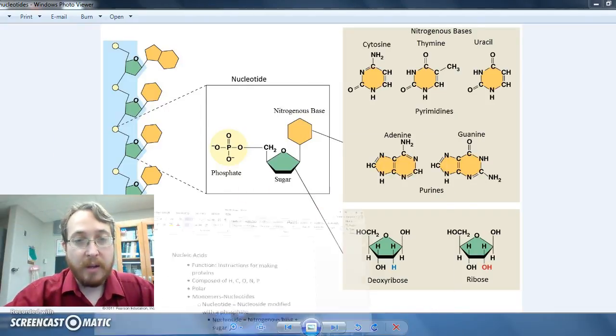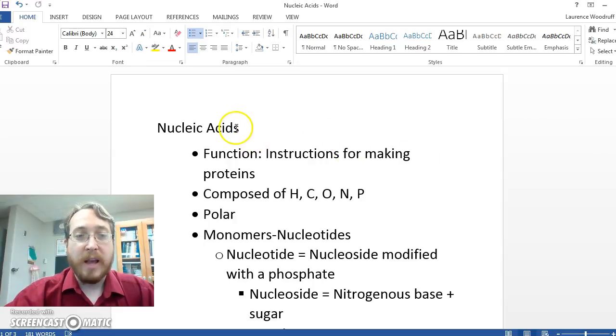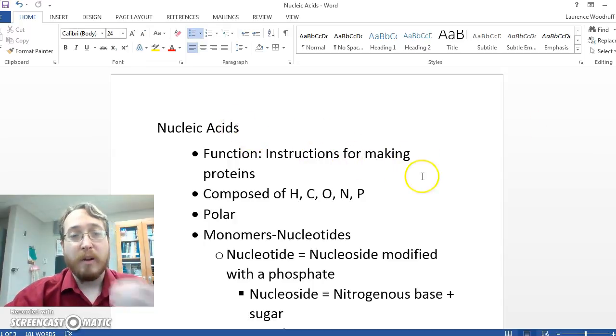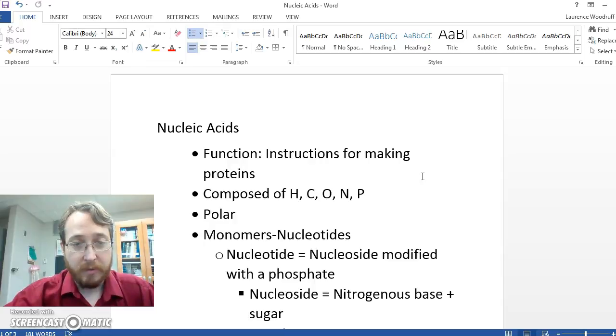So before we do that, let's review. Nucleic acids, their function, they are the instructions for making proteins. They are composed of hydrogen, carbon, oxygen, nitrogen, and phosphorus. They are polar. The monomers are nucleotides, and a nucleotide is a nucleoside modified with a phosphate, and a nucleoside is a nitrogenous base attached to a sugar.